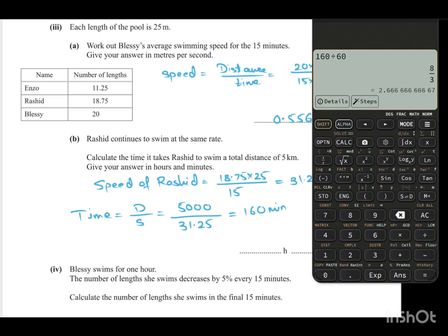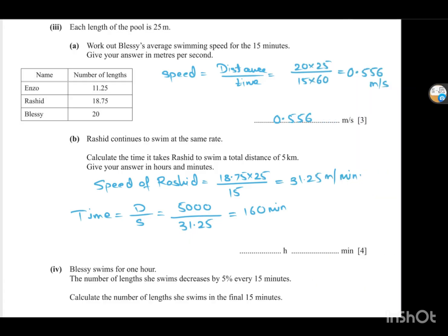If 8 by 3 is written as a mixed fraction, it is 2 1 by 3. So the minutes left are: 2 hours is 120, so 40 minutes. So 2 hours 40 minutes. Question number 3, parts A and B are done.